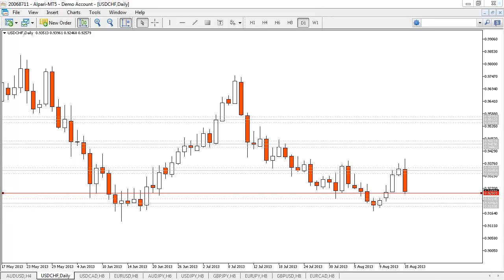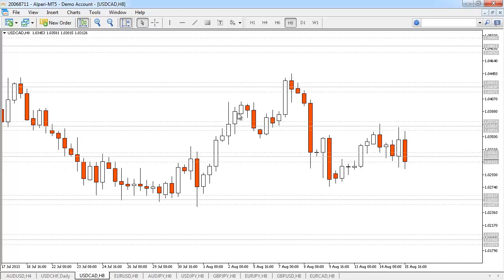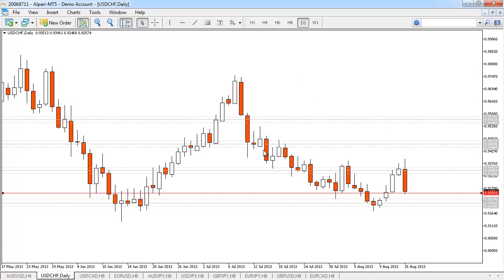Okay, so do you guys have any specific questions about this trade? If not, I'm going to jump over to another trade on USD CAD and show you a little more about entering on retraces. But if you have any specific questions about the USD CHF trade, just ask them now and I'll answer them real quick.